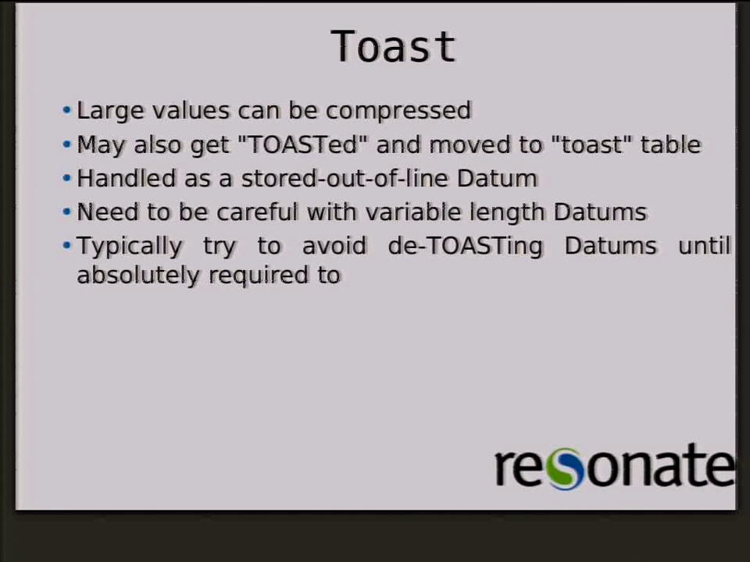So what happens with toast? Large values will get toasted. They'll get stored out of line. When it comes to on-disk representation, we have an actual separate table off on the side called a toast table. We'll take that datum out of the tuple and stick it over in this toast table and just have a pointer to it from the main table. Jan's around. He can probably answer any other questions you have about toast.